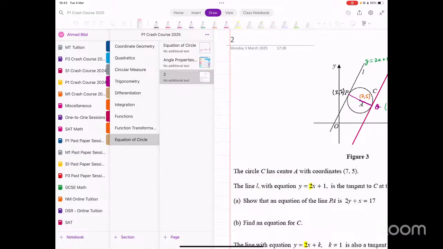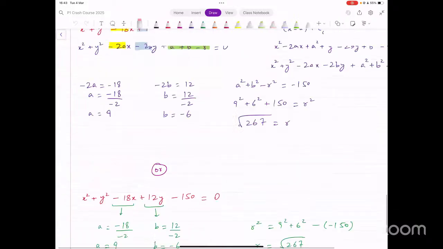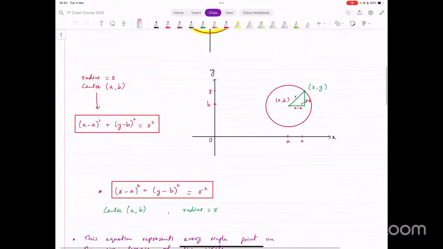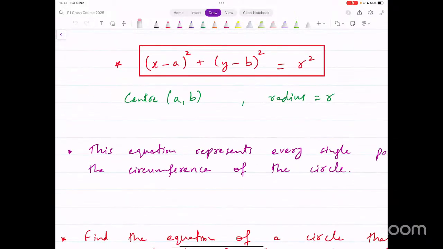Okay, let's begin with this then. So in the last session, we covered the concepts that we have in equation of circle. We started with this, that we have this general form for the equation of a circle: x minus a whole squared plus y minus b whole squared equals r squared.